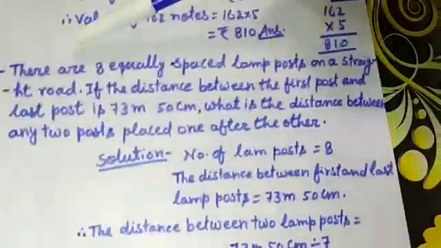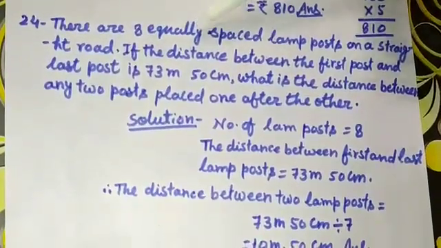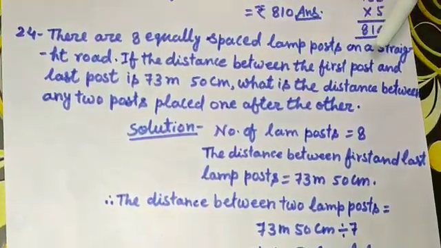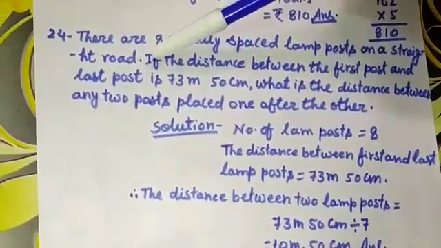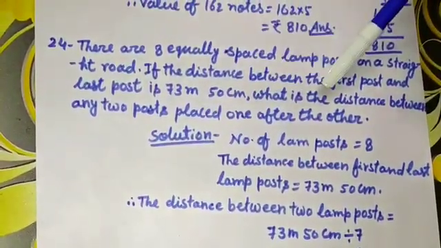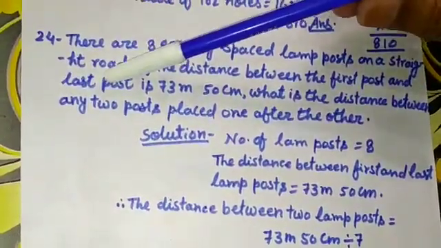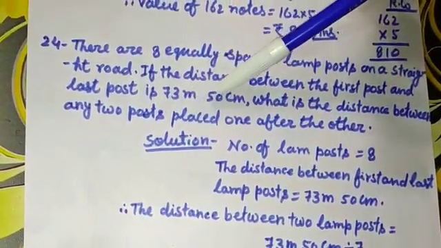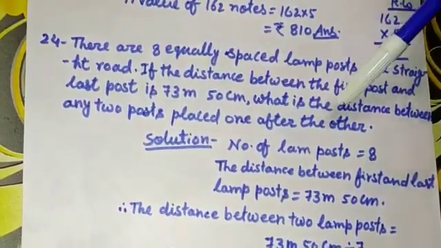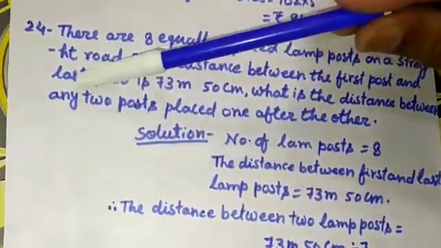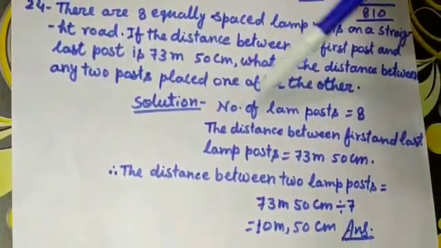24. There are 8 equally spaced lamp posts on a straight road. If the distance between the first post and the last post is 73 meter 50 centimeter, what is the distance between any two posts placed one after the other?